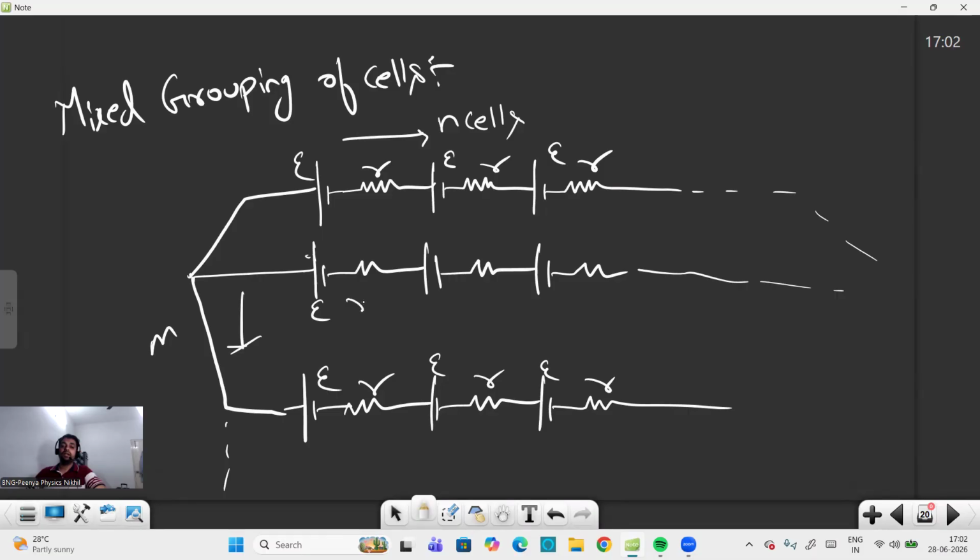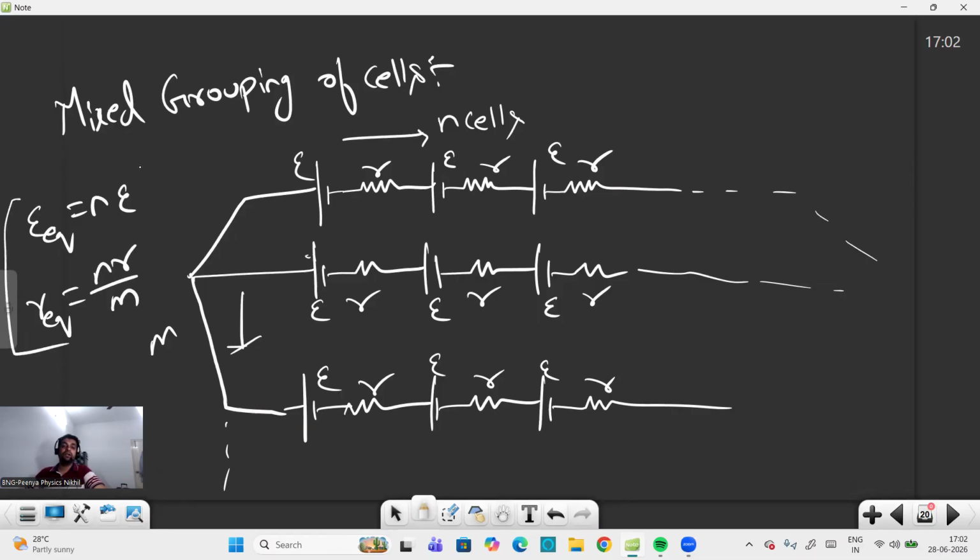Now if I have to find the E equivalent, it will be nE, because one row of n cells connected in series gives nE, and all rows are parallel, so it will be nE. And if I ask you what is the R equivalent, n cells give nR, and they are parallelly connected, so it will be nR by m. Correct? So this is the E equivalent and R equivalent for mixed grouping.